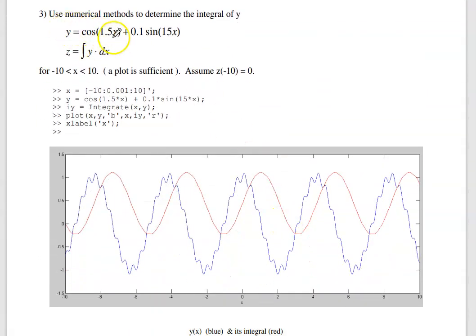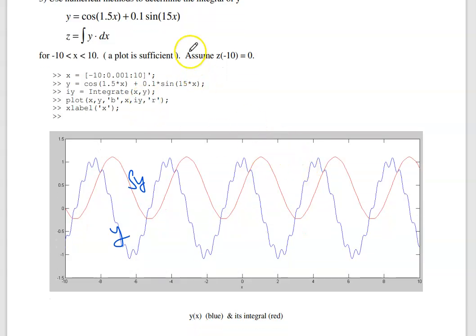Another example, if I have two sine waves, one at 1.5 radians per second, one at 15, that would be the blue curve. The integral is the red curve. Same procedure. Put x and y into Matlab, do numerical integration, and plot it. Again, note that I don't have to know how to find the integral by hand. If I can get it into Matlab, I can find the integral by numerical methods.